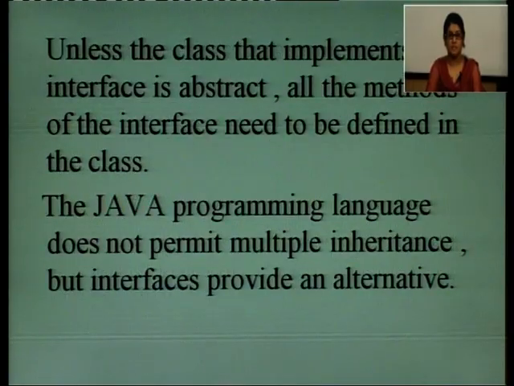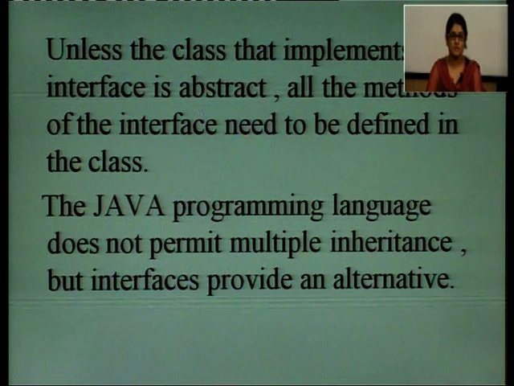Unless the class that implements the interface is abstract, all the methods of the interface need to be defined in the class. The Java programming language does not permit multiple inheritance, but interfaces provide an alternative. If you are implementing the interface in an abstract class, then only can you skip defining the methods in your class. But if your class is not abstract, then you will have to define all the methods of the interface that you are implementing in your class.